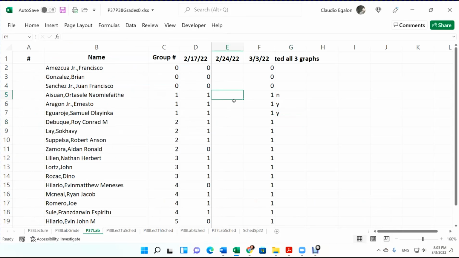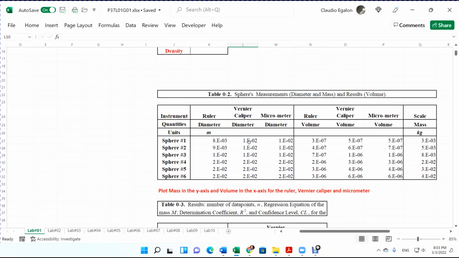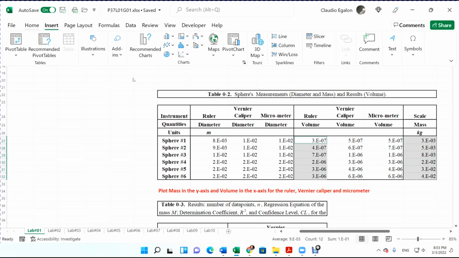Here you go, group number 1. Should be something like that. Don't forget, folks, you have to put that in the proper number of significant figures. Remember that? 3 decimal places, 4 decimal places, 5 decimal places, right? You gotta put that in the proper significant figures. I'm gonna show you how to do the graph. First graph for the ruler. Let's see how it looks.